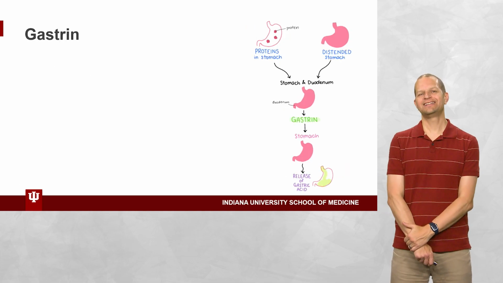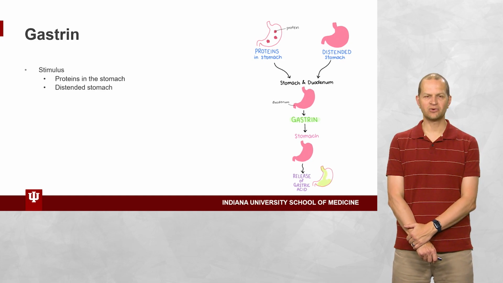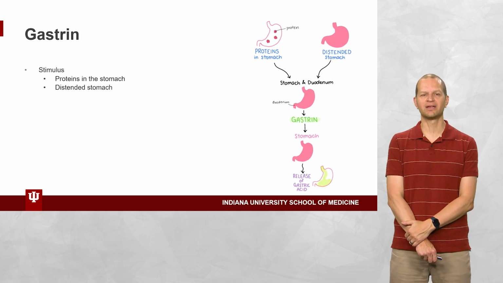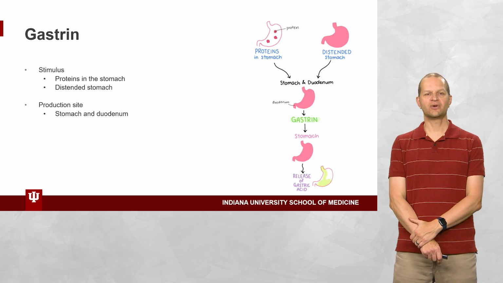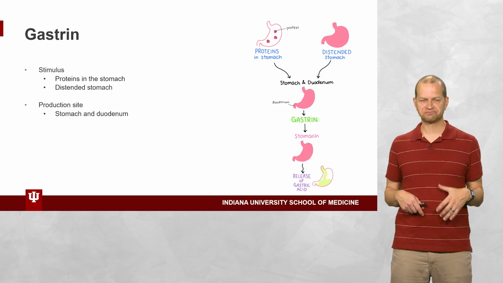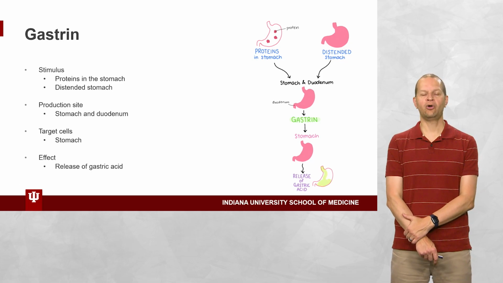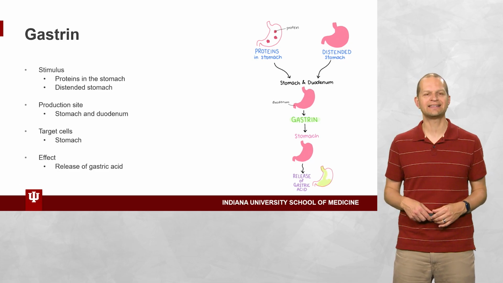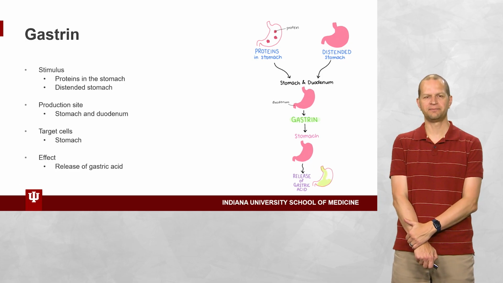Finally, we're going to end with the digestive hormones, or some of the digestive hormones. So we've got gastrin. The release of gastrin is stimulated when we have proteins in our stomach or our stomach is distended or stretched out. As a result, the stomach and the duodenum release gastrin, and this targets the stomach. Ultimately, this causes the stomach to release gastric acid, or hydrochloric acid, to break down those proteins, to break down whatever it is that's in our stomach.